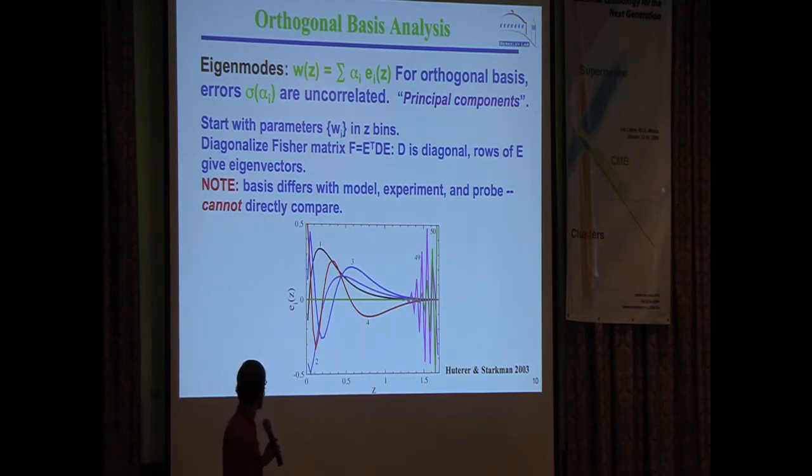So a good article to read is the one by Dragan Huterer and Glenn Starkman in 2003, which really first applied this to dark energy. And here you see some of the principal components. They start off fairly smooth with some oscillations, and by the time you get to the higher principal components, they have some very rapid oscillations, and they're pushed to the extreme ends of where your data is.